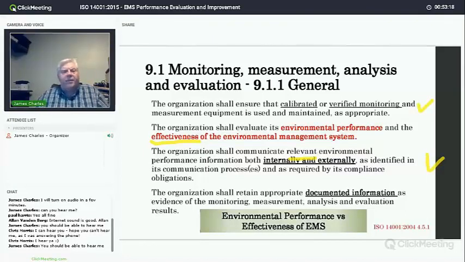And we shall maintain documented information. So we should have evidence. We're monitoring and measuring things. We're calibrating the required equipment. We have measures of performance and effectiveness, and internal and external communications. Should see some records.